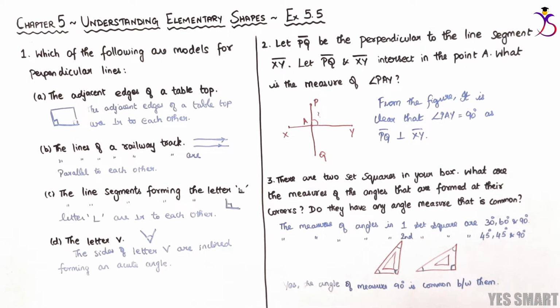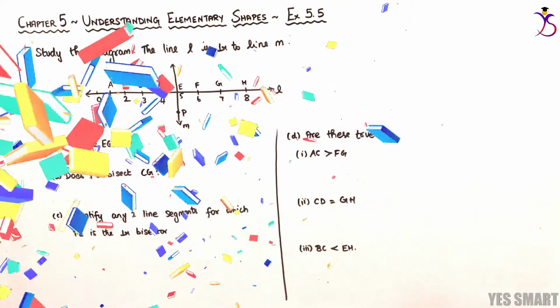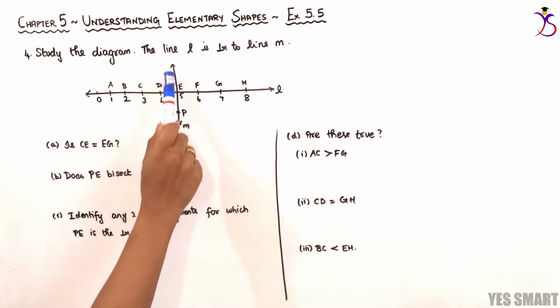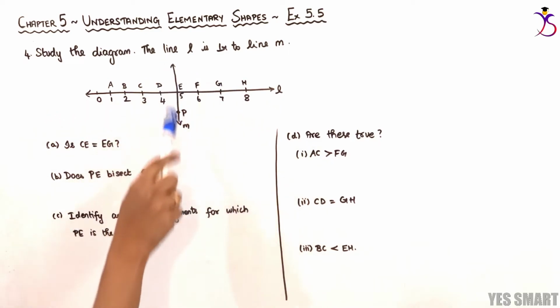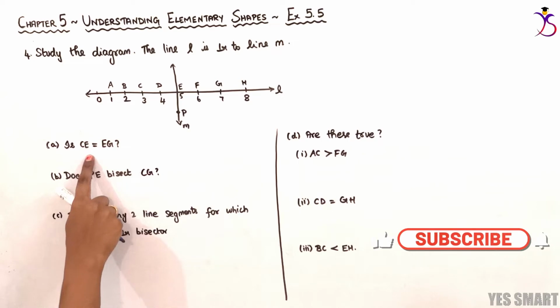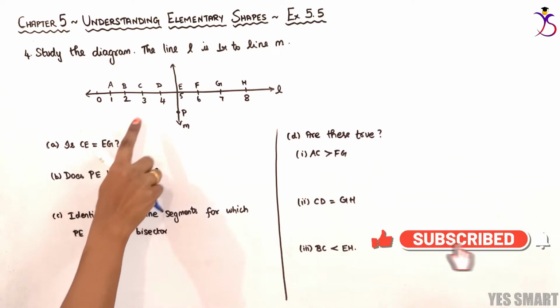Now let's discuss the last sum of this exercise. In the last sum, they have given, study the diagram. The line L is perpendicular to line M. So this line L is perpendicular to this line M. Now they have asked a few questions which we are supposed to answer. The first subdivision is, is CE equal to EG? They are asking the distance of CE, whether it is equal to EG.